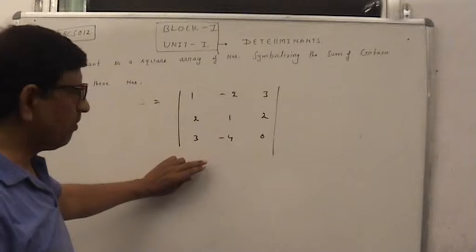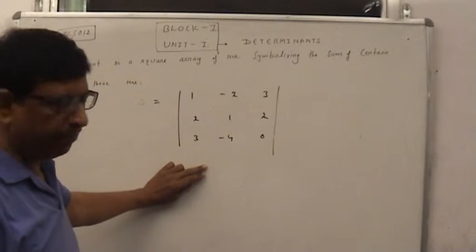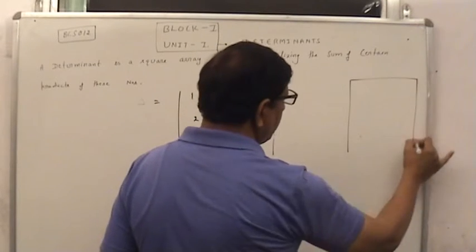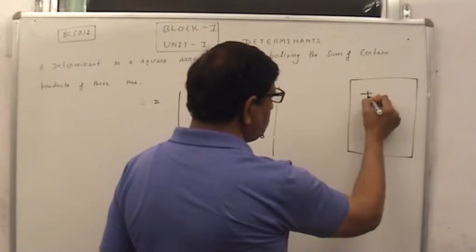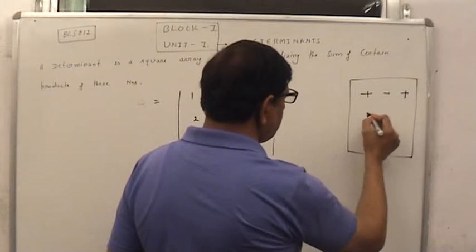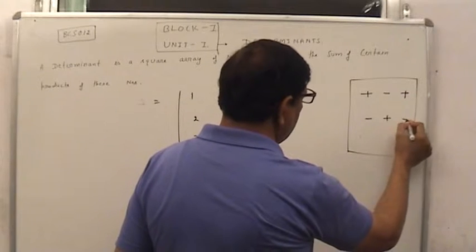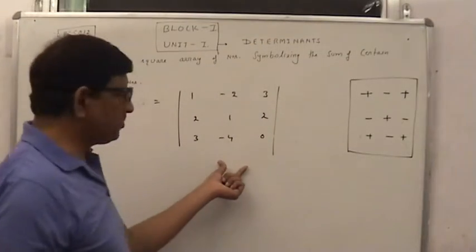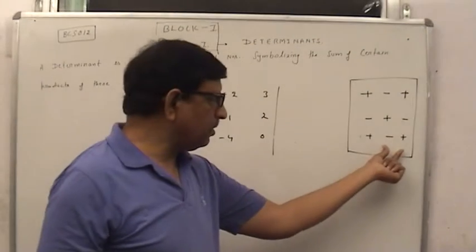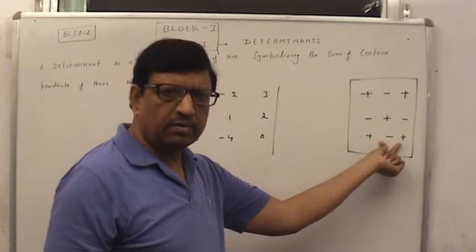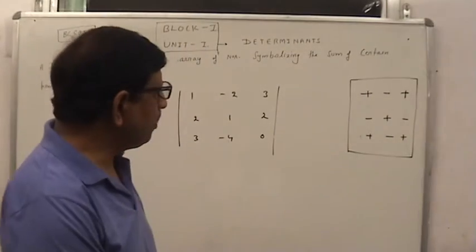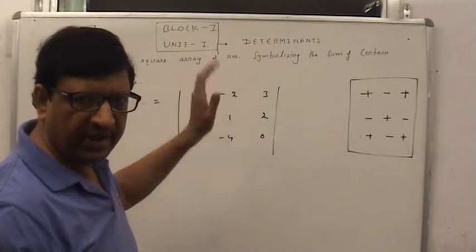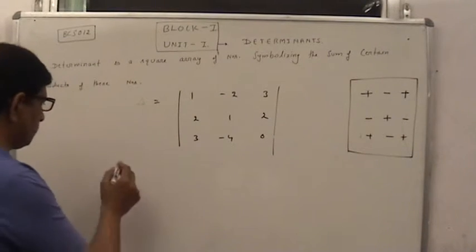When we solve a determinant of order 3, we keep in mind certain rules. Here we write on the side these signs: plus, minus, plus, minus, plus, minus, plus, minus and plus. It is also a 3 by 3 rule. We superimpose this rule on the signs of these elements. Then how to solve this determinant?